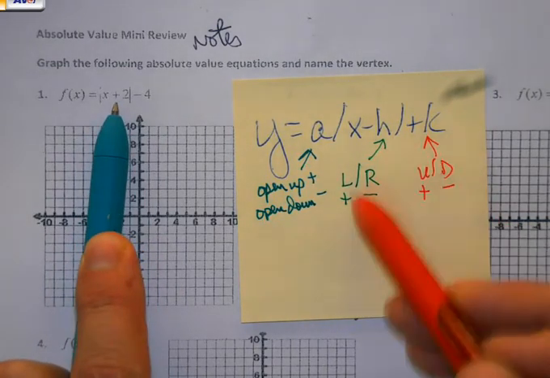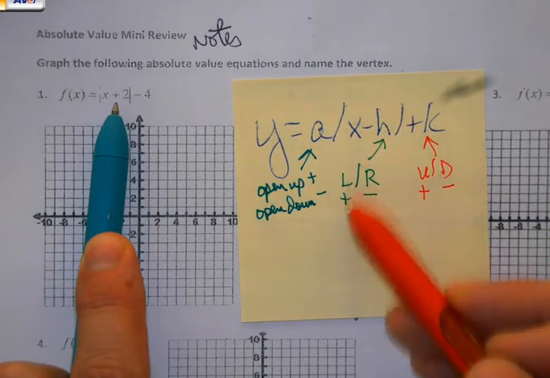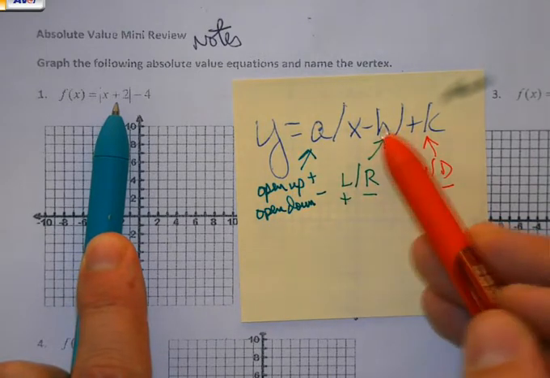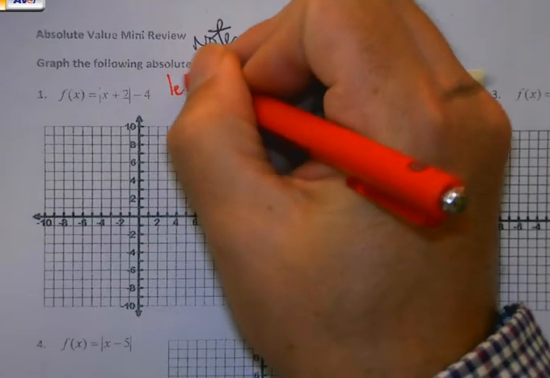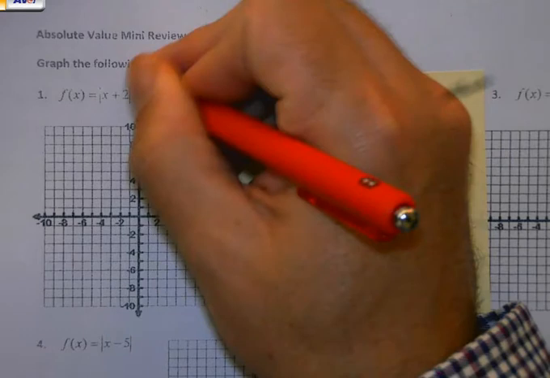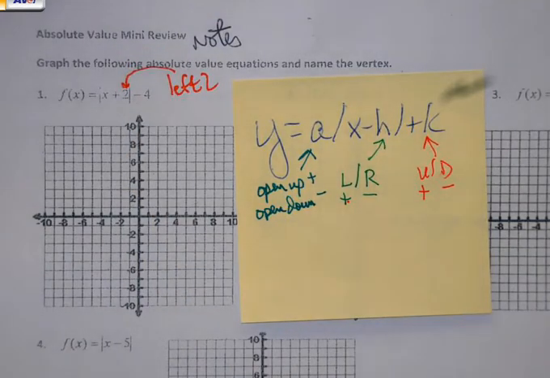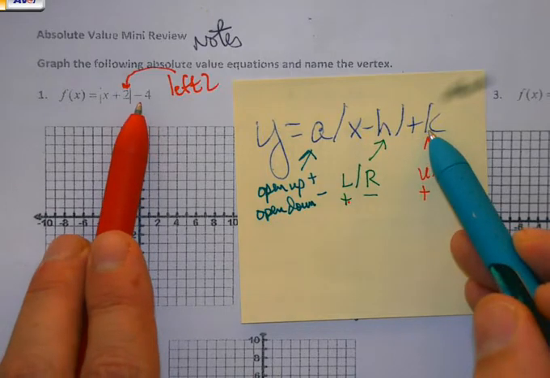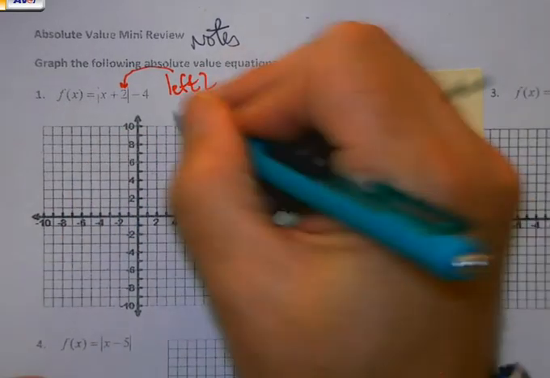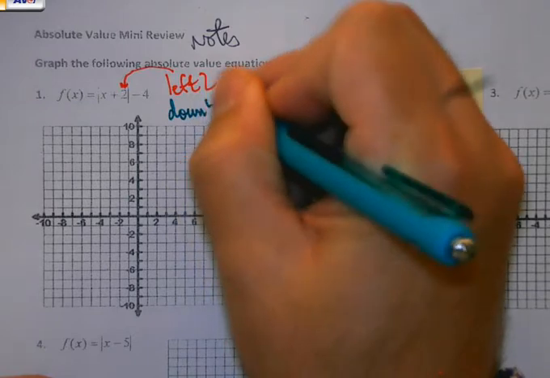So the plus inside is going to send me to the left because it's the opposite of what my h value is. So here, I've got left 2, and that minus 4 on the outside is plus k, just says, hey, go the direction this is, which would be down 4.